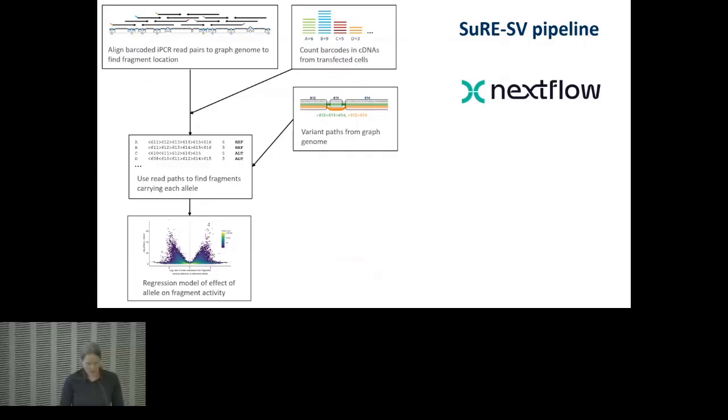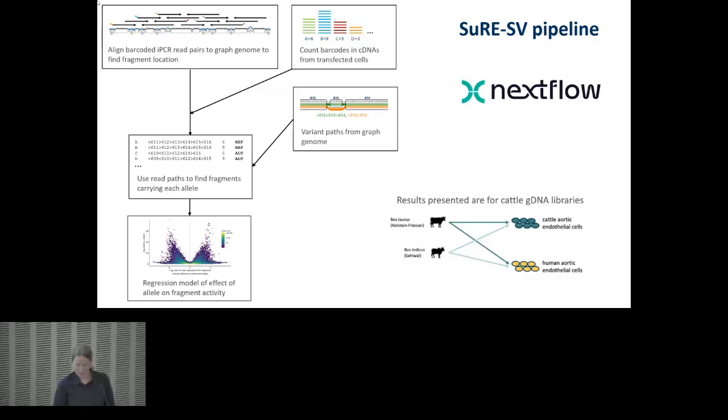So here is my SURE pipeline. The fragment locations are identified by aligning the input PCR reads to the graph genome, and then these are combined with the cDNA counts as before. Then for each variant that was identified in the graph genome, I found fragments corresponding to each allele, and then use a regression model to test whether which allele is carried by the fragment affects how much transcription activity it's got in the SURE assay.